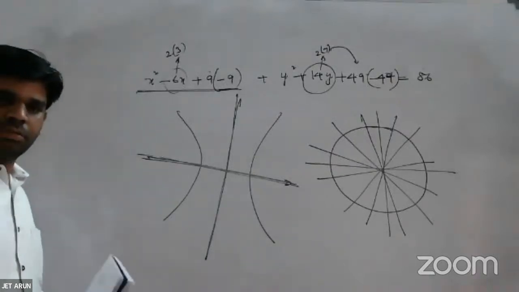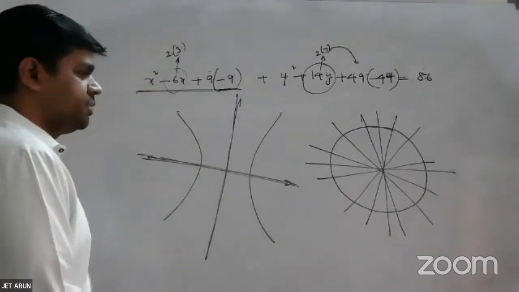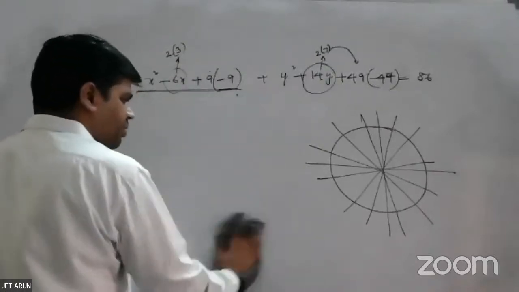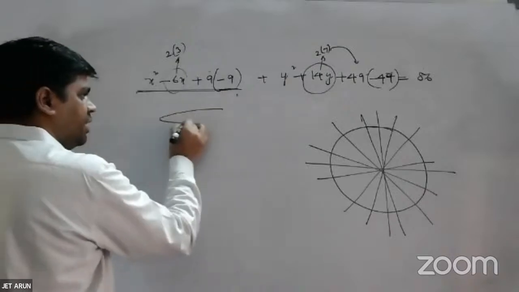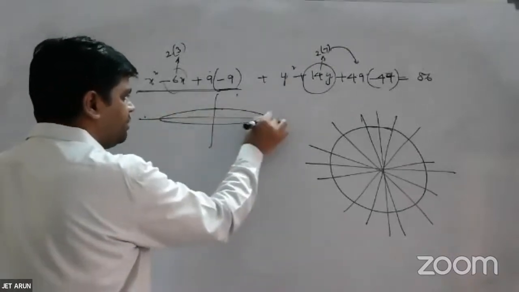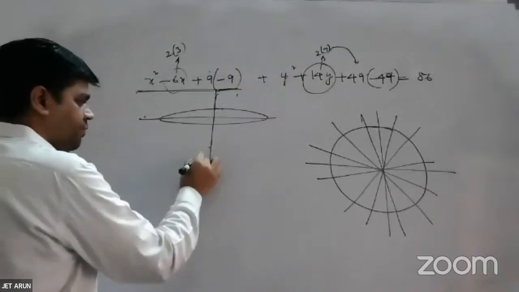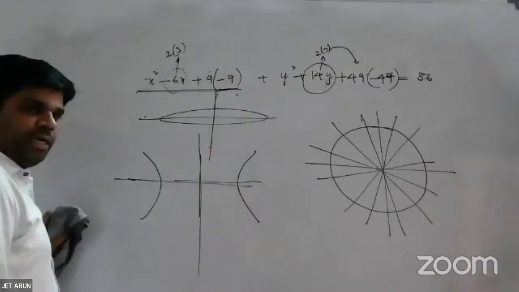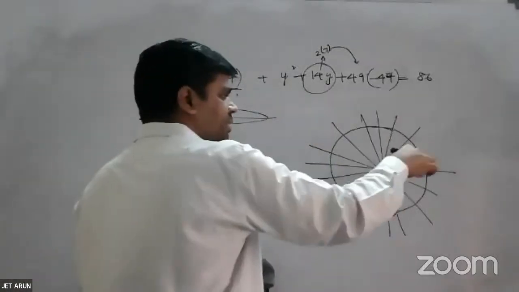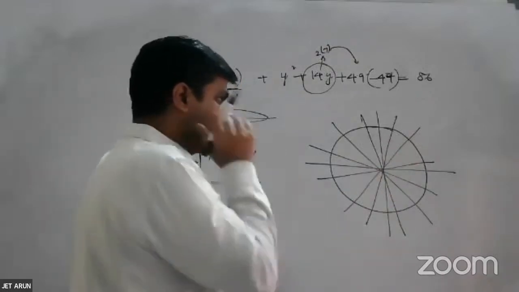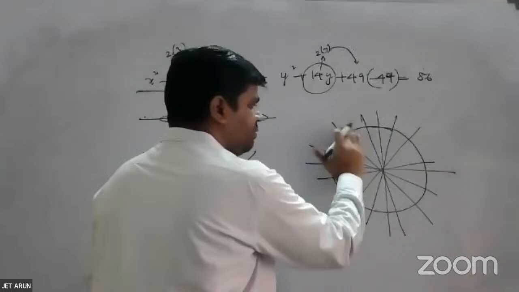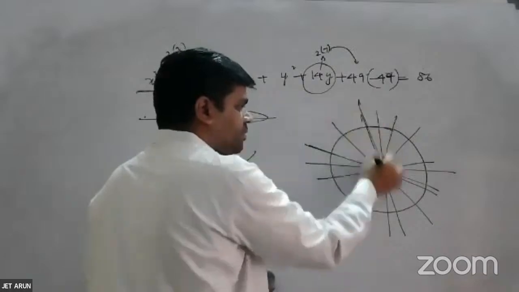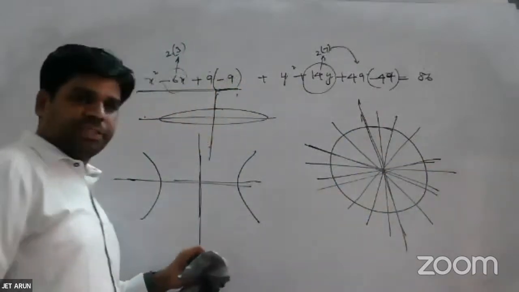Sir, can you repeat again? Sure. For an ellipse, I've got a symmetry axis. This is an axis of symmetry, and this is another. For a hyperbola, this is one axis of symmetry, this is another axis of symmetry. But for a circle, I've got infinite axes of symmetry, because it is symmetric with respect to an infinite number of lines. About this line also it is symmetric, the mirror image, this side is a mirror image of that side.